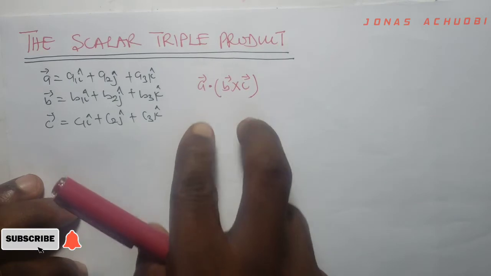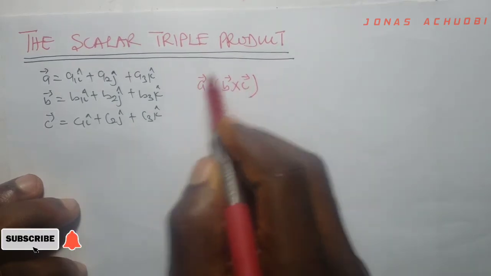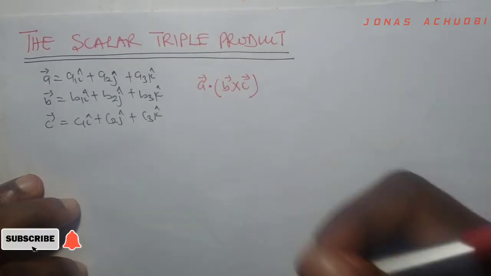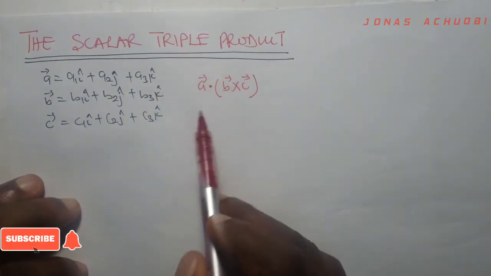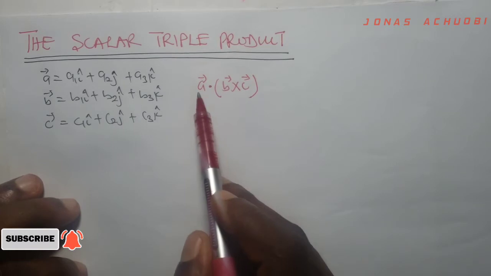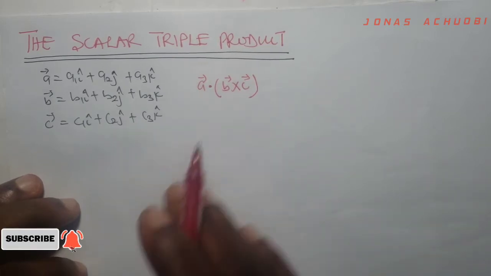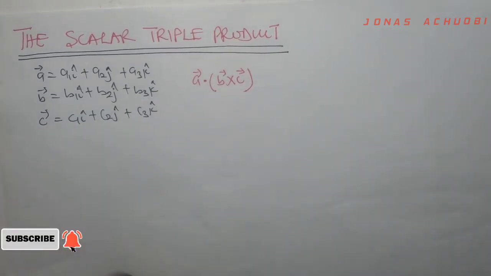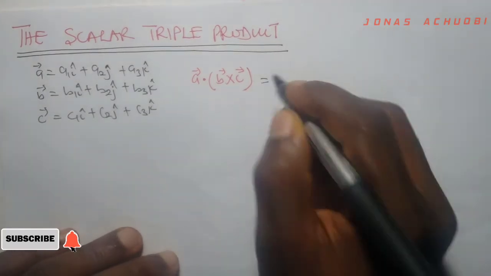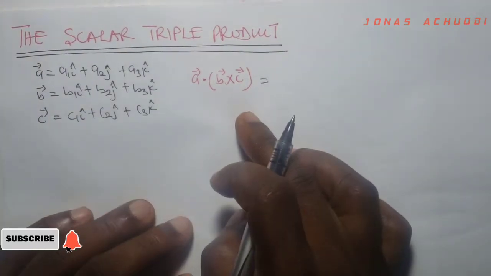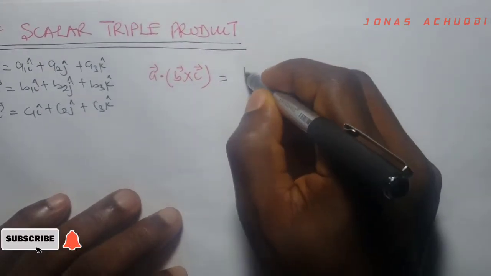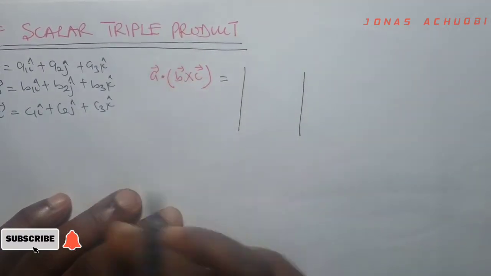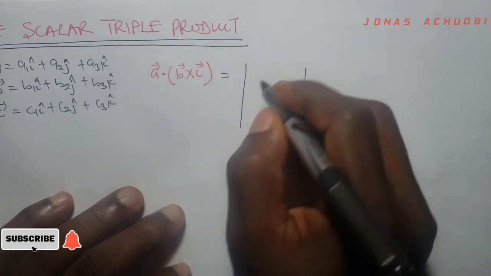Scalar because when you compute this, it gives you a number which we call a scalar. Triple in the sense that this product involves three vectors A, B, and C. So the value of this scalar triple product is given by the third order determinant as follows. How we compute this is a third order determinant.